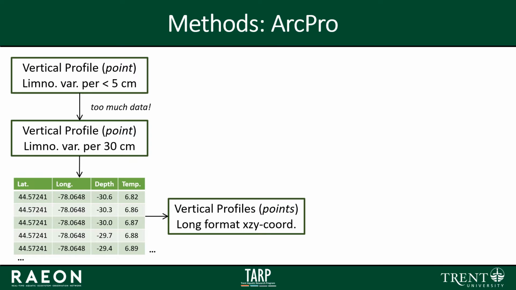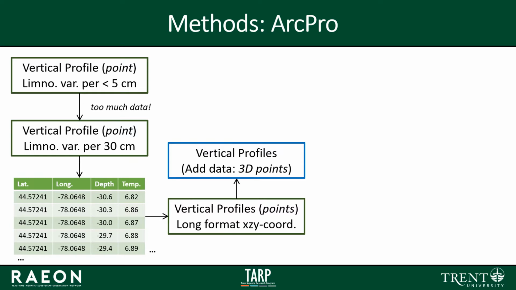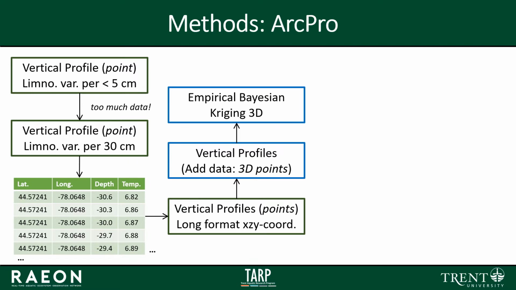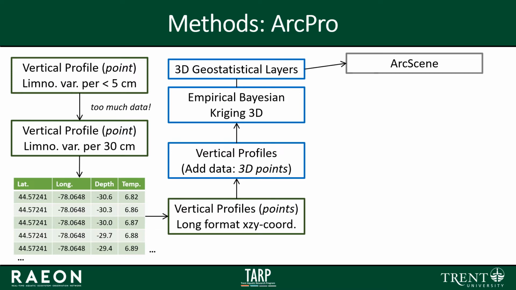Next, I associated each vertical profile with its spatial location and combined them all into one Excel file with a long format and an XYZ coordinate system. This Excel file was then imported into ArcGIS Pro and converted to a 3D point shape file. I then used Empirical Bayesian Kriging 3D to generate a 3D geostatistical layer of each limnological variable across Stoney Lake.